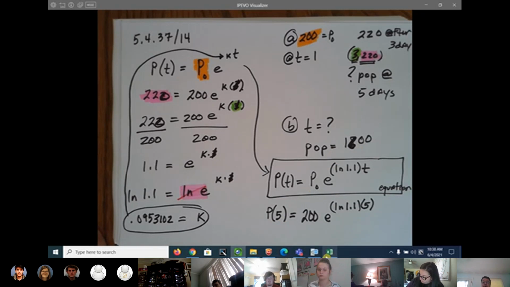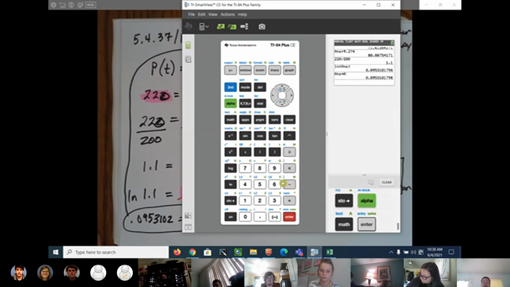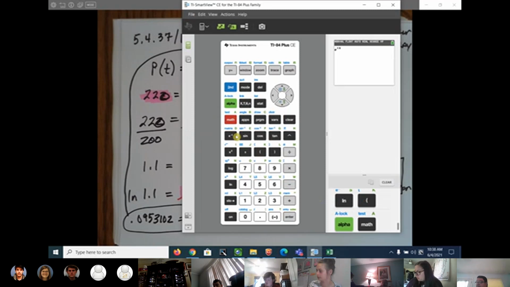So I'm going to do that with my alpha A. I'm going to clear everything, and I'm going to go second e, parentheses, alpha A, times 5. And tell me what y'all get. I got 1.61051. That's what you should get. And multiply that by 200.